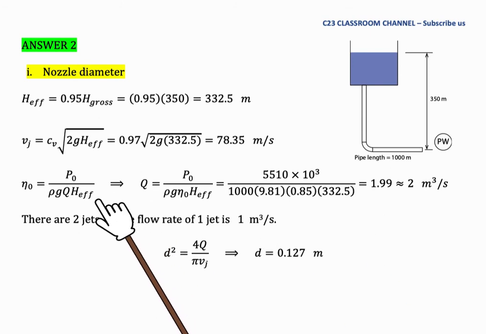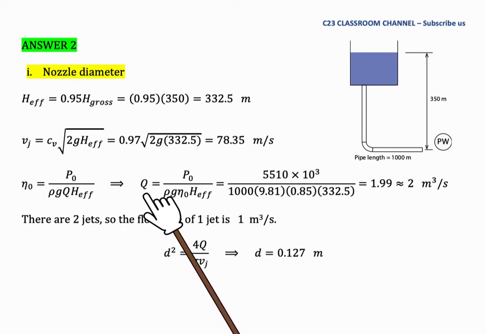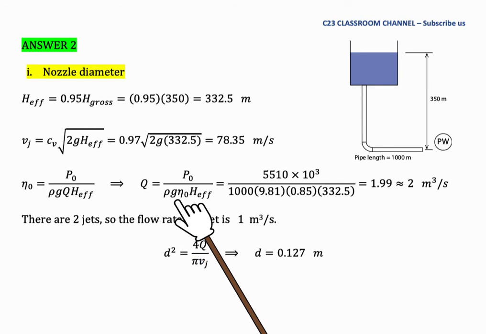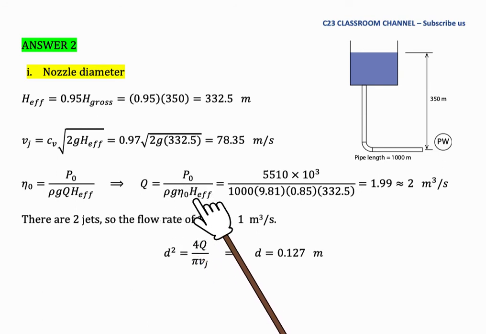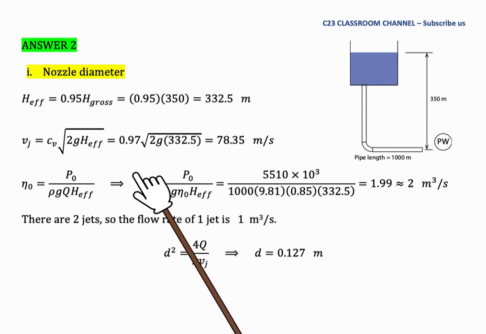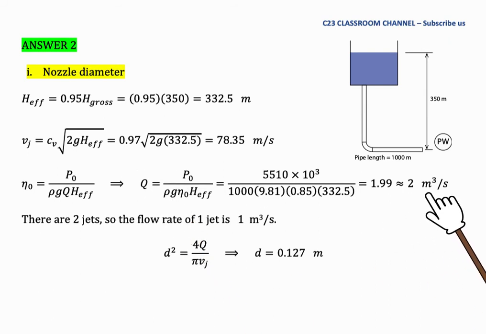From the equation of overall efficiency here, we could calculate the flow rate. It becomes Q equal power out over rho G, overall efficiency and effective head. We substitute the value, we could get the flow rate. The total flow rate here is equal to 2 meter cube per second. Because we have two jets, the flow rate for one jet is equal to 2 divided by 2, we get 1 meter cube per second.